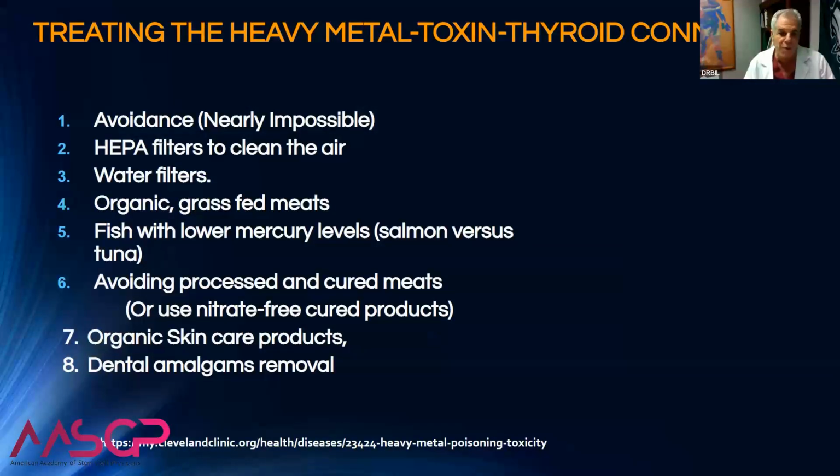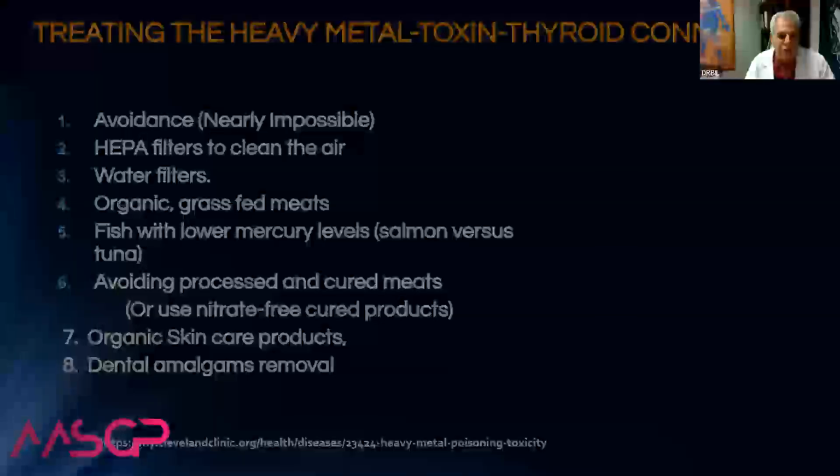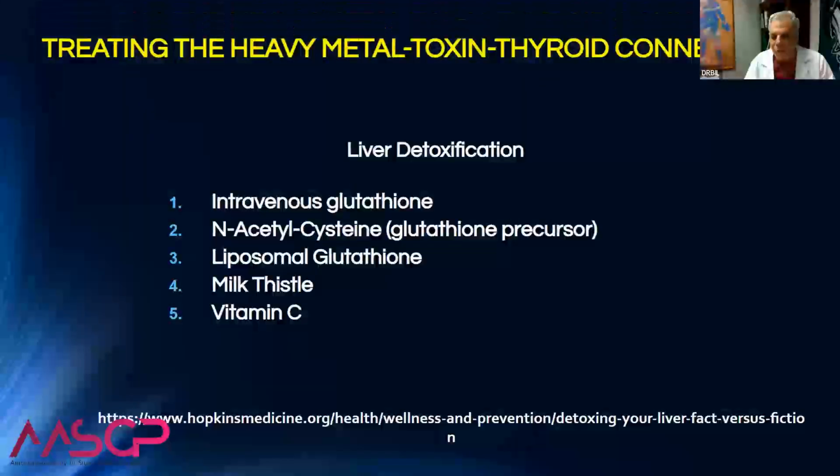HEPA air filters wherever you live and wherever you work. Water filters, organic grass-fed meats, fishes with lower mercury levels, which is salmon, the oily fishes versus say tuna. Try to avoid processed and cured meats. Use organic skin products, and if you have any mercury fillings, they should be removed. And remember to find somebody who knows what they're doing, removing them.